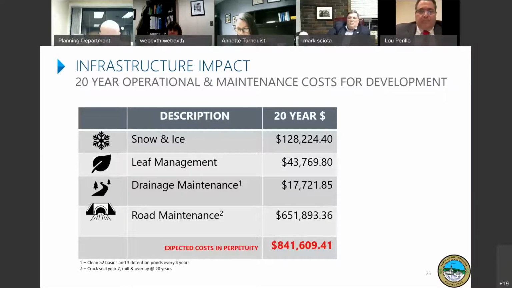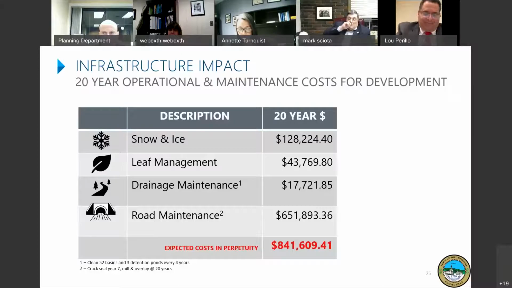Subject to 2% annual inflation, this would cost $9,925. In year 20, the roads would likely need to be milled and overlaid at a cost of $641,968. Adding all of these maintenance costs together over the 20 years yields $841,609. And taking a simple average results in $42,080 per year.